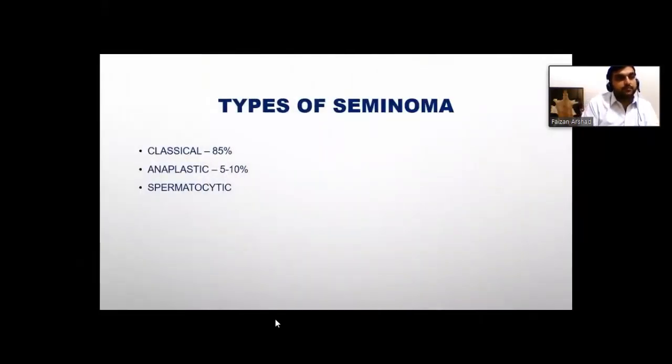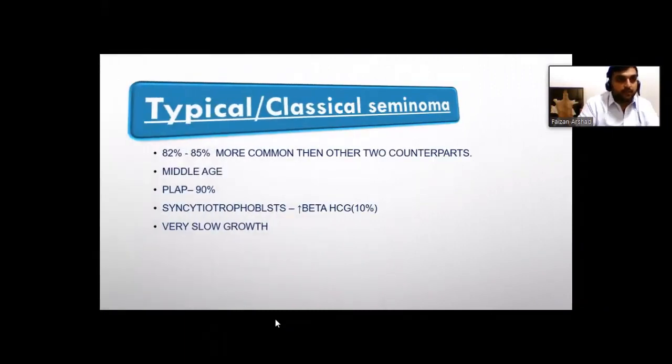Types of seminoma. The classical type, which is 85%, the anaplastic type, which is 5 to 10%, and the rest is the spermatocytic seminoma. So the typical or classical seminoma, 80 to 85%, is more common than the other two counterparts. Middle age, placental alkaline phosphatase positive in 90%. Beta HCG could be raised, and it is very slow growing.